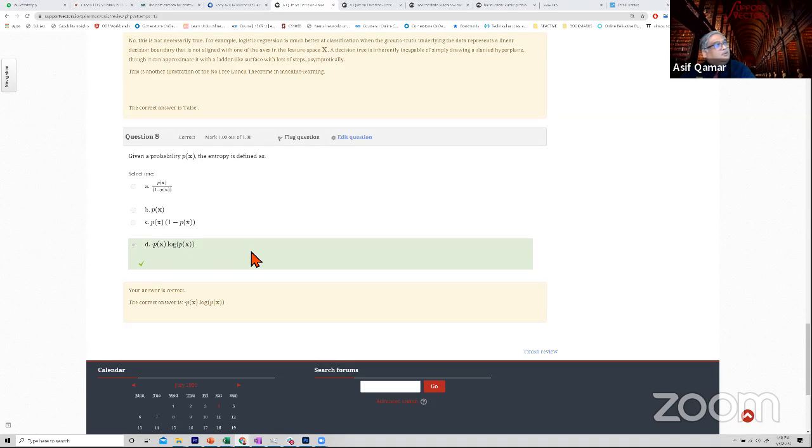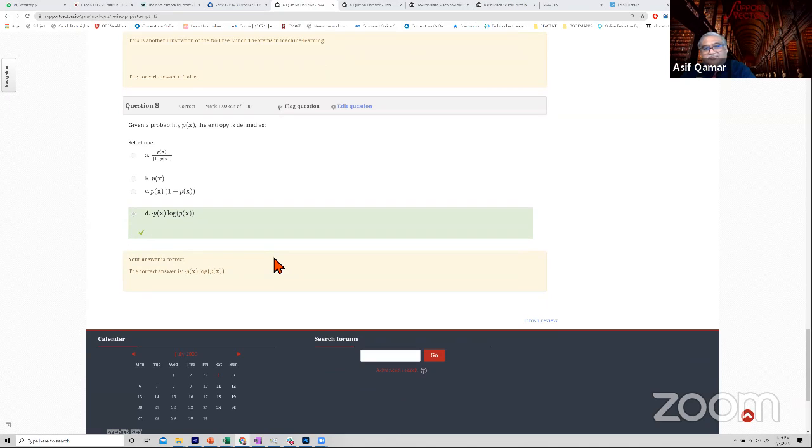Right? Now, log to the base what? It depends upon which community you're talking to. If you're talking to the decision tree community, they'll say log 2. If you talk to the physics community, they'll say natural log. Information theorists will say log 2 and so forth. So those are minor aspects, but that's about it.